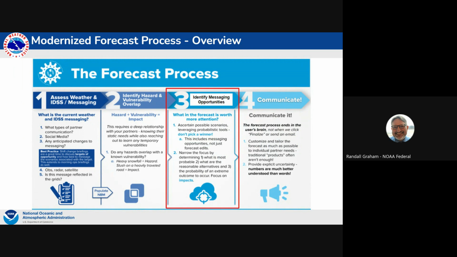Everyone should be very familiar with the modernized forecast operation concept document. In that document, Matt Jeglum and his peers out in the Western Region, as they developed this, had a four-step process. Number one is assess weather and IDSS messaging. Number two is identify hazards and vulnerability and where they overlap. Number three, we changed the title here slightly. Matt, I see you're on the call. Identify messaging opportunities, because that's really how we're focusing on the modernized forecast process, and that's what we're going to talk about during Ginny's discussion today. And then the last part is communicate it, and we'll obviously have a little bit of that in the key messages section at the end. So let's go on to the next one.